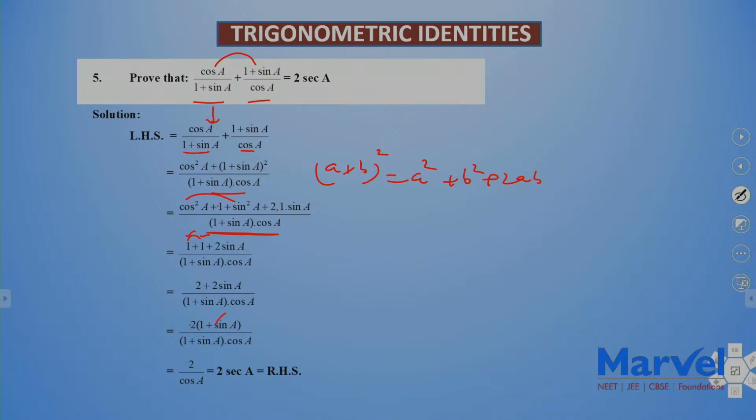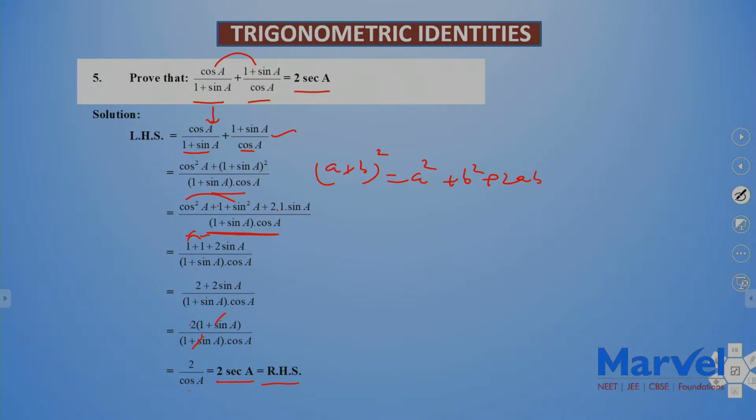Now cancelling the common factors, 2 by cos A, that is nothing but 1 by cos A is secant A, the reciprocal of cos is secant A, so 2 secant A, that is the RHS, which is equal to this. So this is the third type under the method of cross multiplication. Just write the expression again, then apply the cross multiplication using the identity (a plus b) whole square equals a square plus b square plus 2ab.